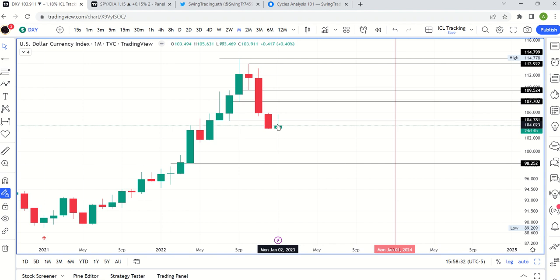So two things you want to look for. Is the candle green or red, right? If it's green, it means price is moving higher. If it's red, it means price is moving lower. It's really that simple, right? Green means it's above the opening price. Red means it's below the opening price.